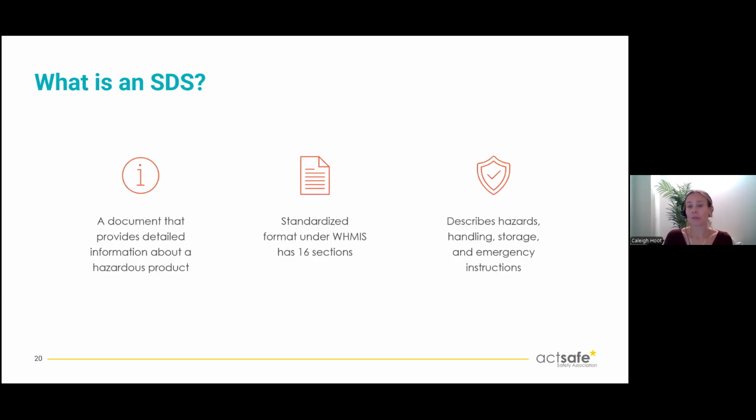And finally, if a product is classified as a hazardous product under the Hazardous Products Act, it has to have an SDS available in your workplace. So that includes any products that are made on-site or mixed on-site. So if you tend to mix or make your own products on-site, you have to have an SDS available for that.